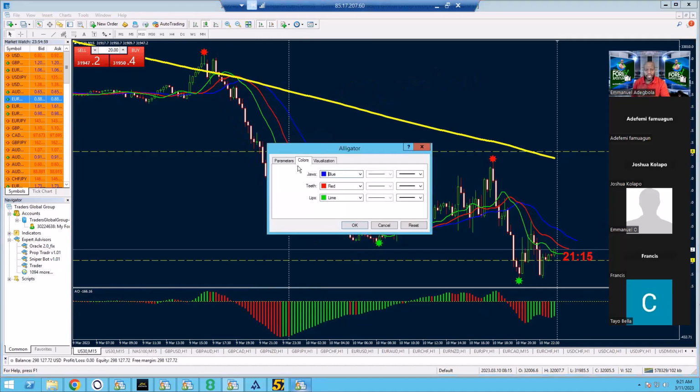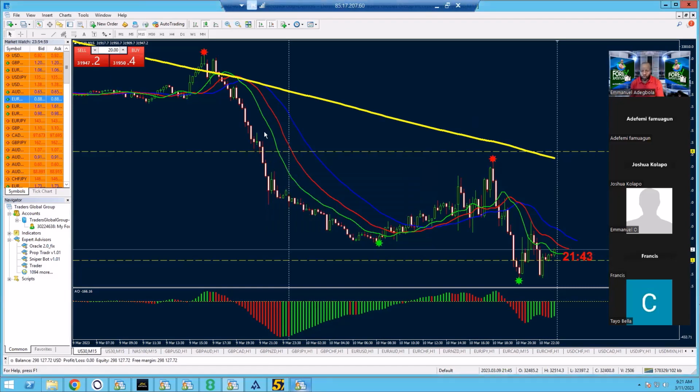When you click on that and go to parameters, you can see the jaw is a 13 moving average with a shift of 8, the teeth is an 8 moving average with a shift of 5, and the lips is a 5 moving average with a shift of 3. The method is a smooth moving average. That is why we have that. It's a default value, and nothing has actually been edited from it.